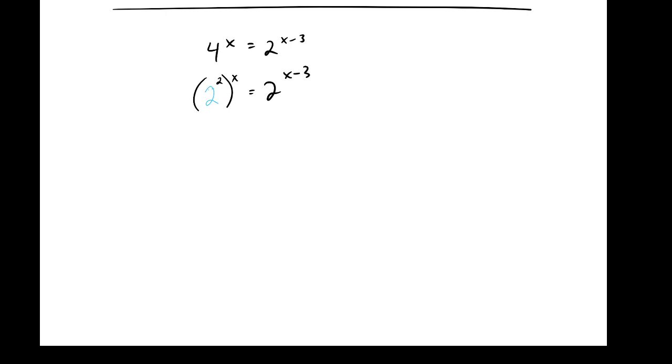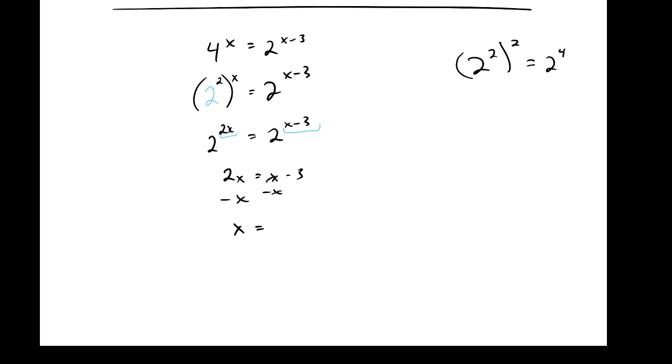But now we actually have to figure out what happens when we have a power raised to a power, right? What that means is we have 2 to the 2, raised to the x. So remember, that means that we're going to multiply here 2 times the x. Remember, a power times a power, right? If we had 2 squared, that's going to be 2 to the 4th, okay? So now we have matching bases, okay? And that's going to give me 2x is equal to x minus 3. Subtract my x from both sides, and x is going to be equal to negative 3. All right.